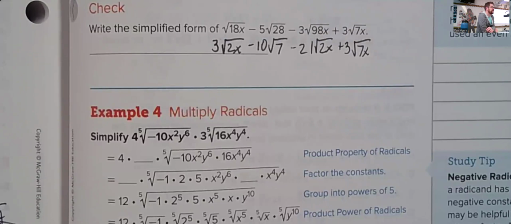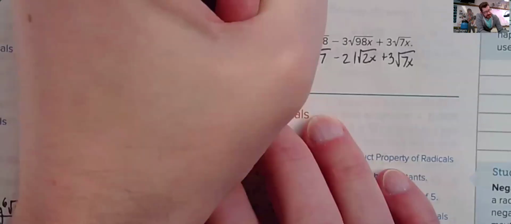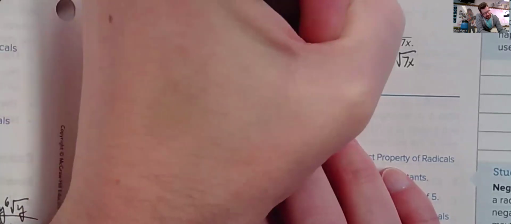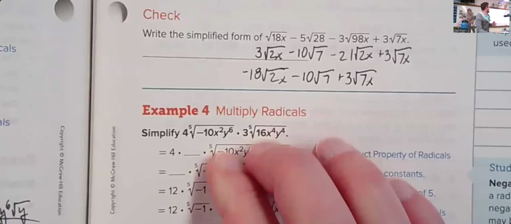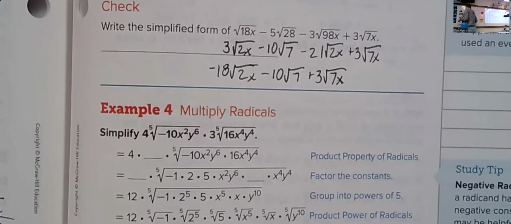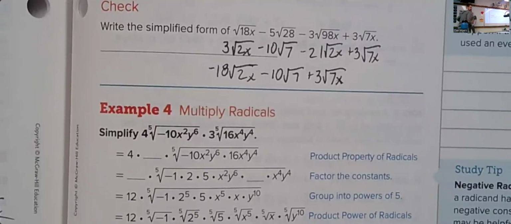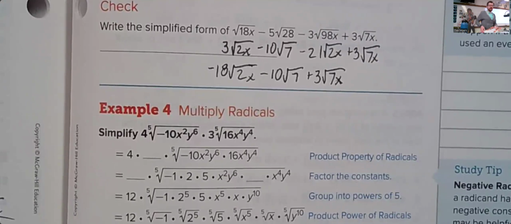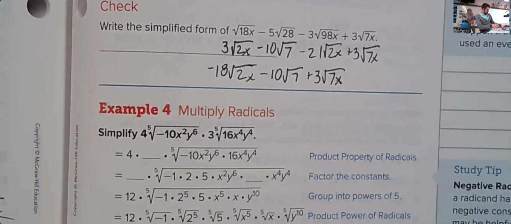What is 3 minus 21? Negative 18. Yeah, so we're going to have negative 18 root 2x minus 10 root 7 plus 3 times the square root of 7x. And that should be the final answer on it. Because we only ended up with one actual like radical.